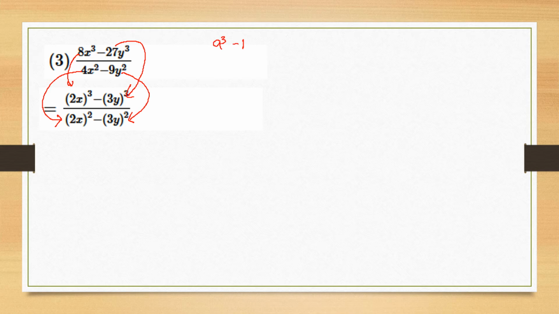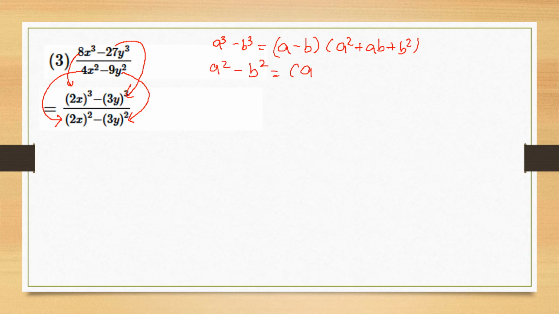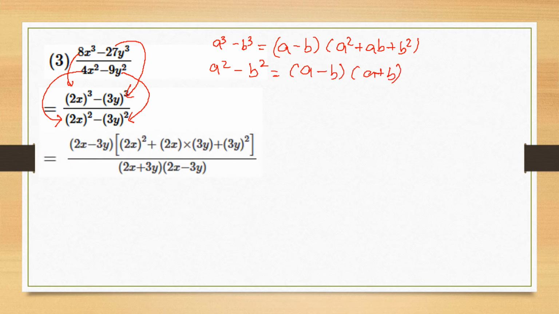We know the formula a cube minus b cube is a minus b, a square plus ab plus b square. And we also remember the formula of a square minus b square, and that is a minus b, a plus b. So we'll expand the numerator using the a cube minus b cube formula, so that becomes 2x minus 3y into a square, so 2x the whole bracket square, plus a into b, so that is 2x into 3y, plus b square, that is 3y the whole bracket square.